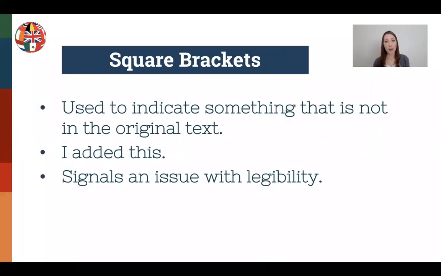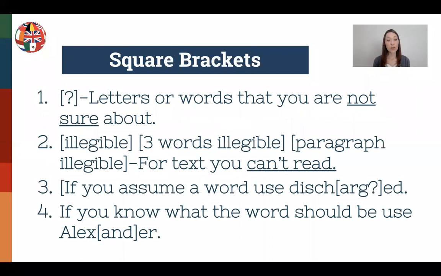Square brackets are used to indicate something that is not in the original text. It kind of signals that there was an issue with legibility and that you added it. You want to keep those simple. You don't want to put big comments in there. But here's some examples of what you could do if you're reading along and there is a word there, but you cannot read it. You're just not sure about it.